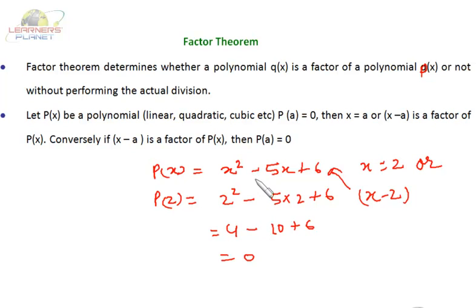Similarly, suppose I put x as 3 in this case. Again I get the value of this expression as 0. That means x minus 3 is also a factor of this polynomial. So without performing actual division, we come to know about the factors of the given polynomial. So this is the factor theorem. We'll be taking the applications of the factor theorem and remainder theorem in the same session only.